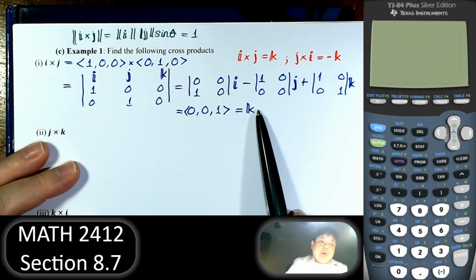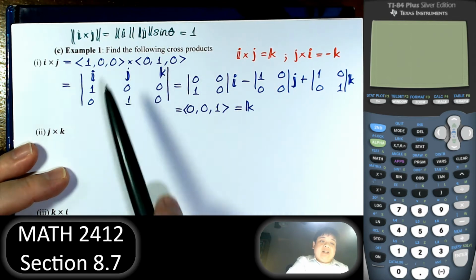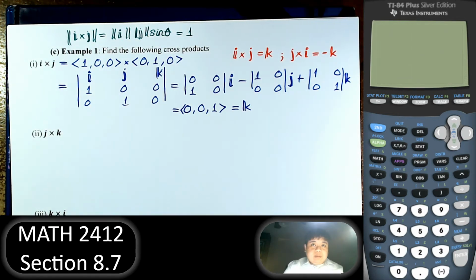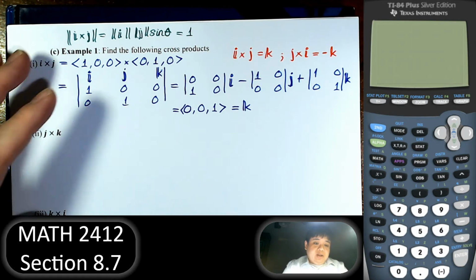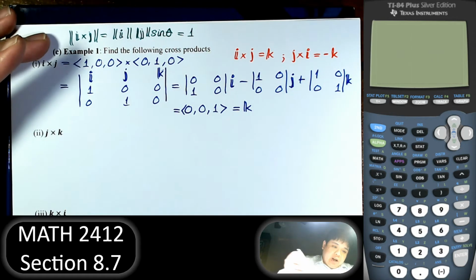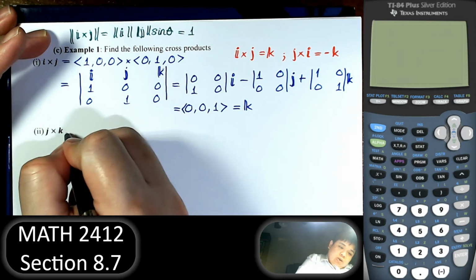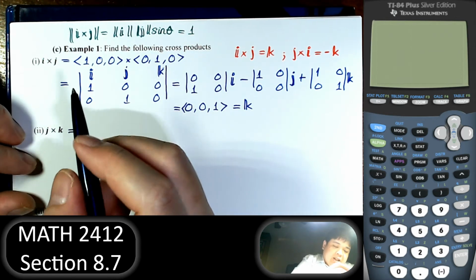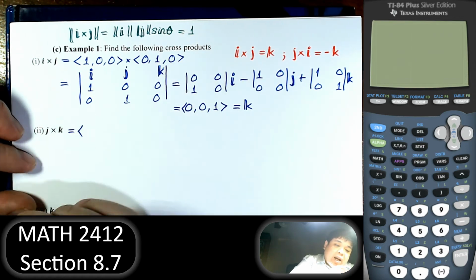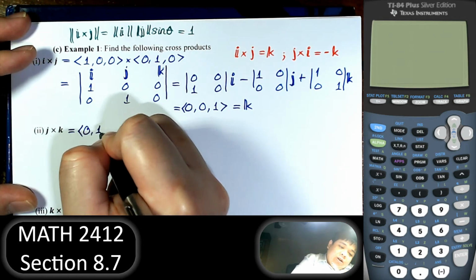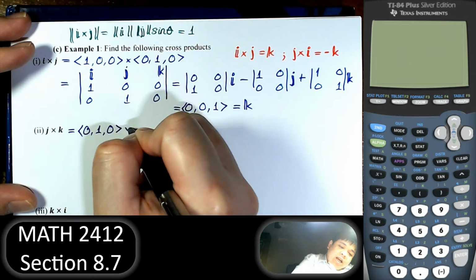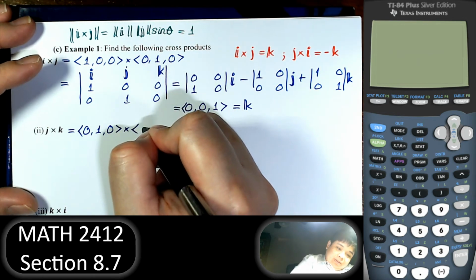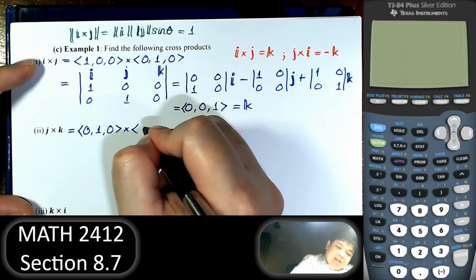Algebraically, this is what we do. Geometrically, we use that the magnitude is 1, and the direction is the positive z-axis. So that's what we have. And then j cross k, I think we just need to do one more, then the last one will follow easily. Right, j cross k, j will be on the positive y-axis, k positive x-axis, I mean positive z-axis, 0 0 1.